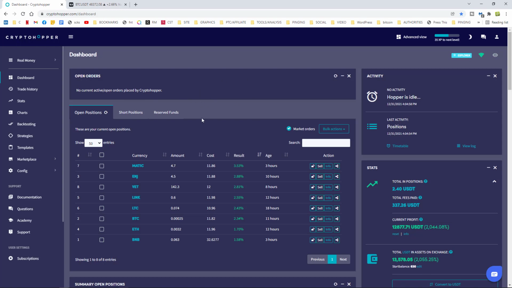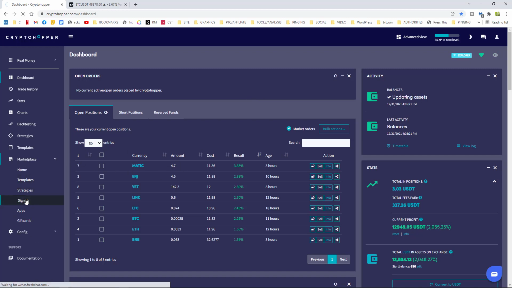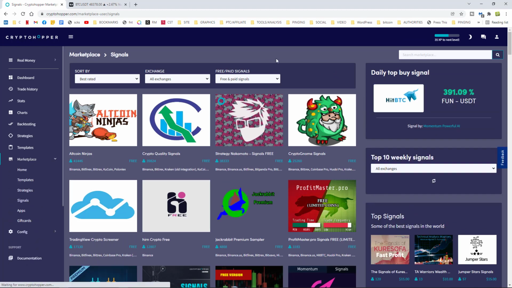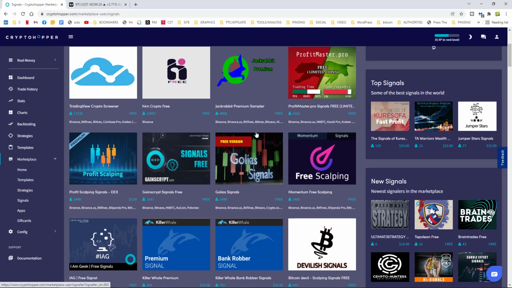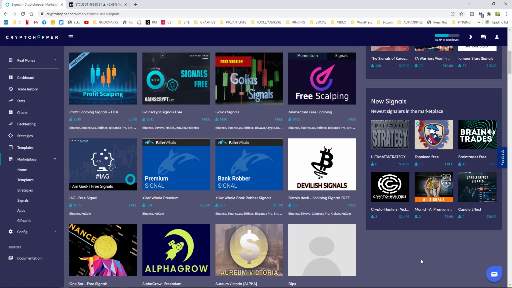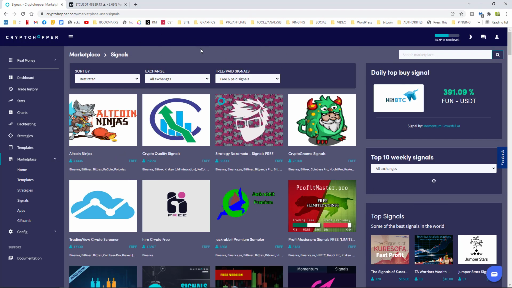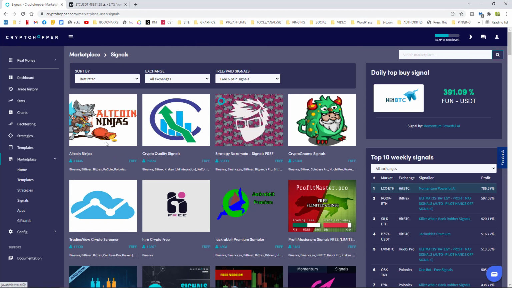Another way is by doing what we just did, strategies. There are all sorts of indicators that you can set up. Another way is by signals, which are in the marketplace here, which are third-party things which you sometimes have to pay for. Some are free, some are paid, and some are good, some are not so good, some are crap. That's 3 ways I've shown you how you can get the bot to buy crypto.